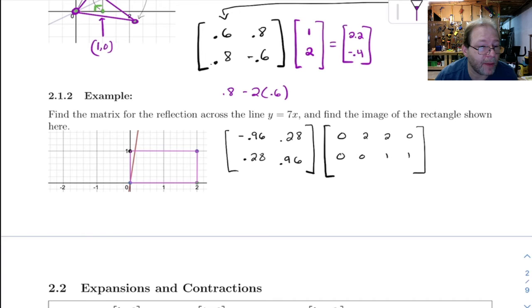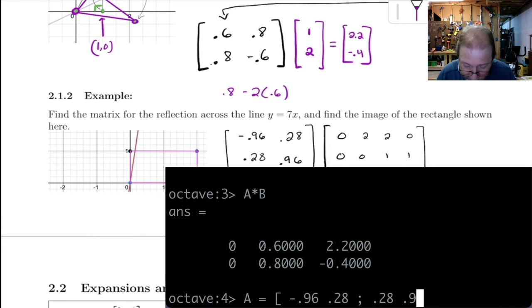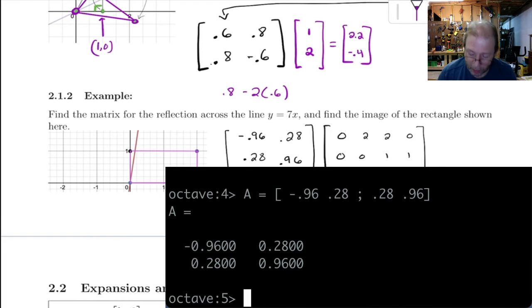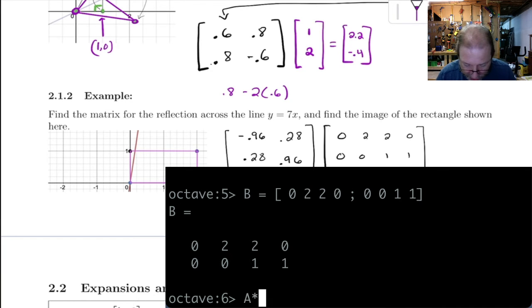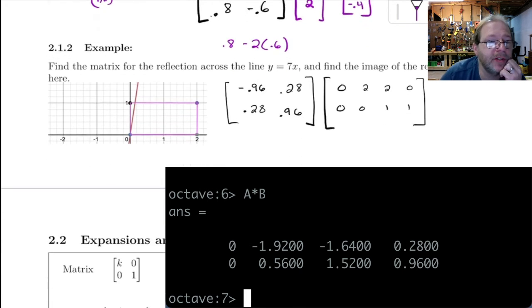So let's fire up Octave. My transition matrix this time is negative 0.96, 0.28, 0.28, 0.96. And our points, I'm just going to call this B. There might be a better name for it. But our point matrix is 0, 2, 2, 0, and then 0, 0, 1, 1. Now if I just do A times B, that will give us all of the coordinates of the images.